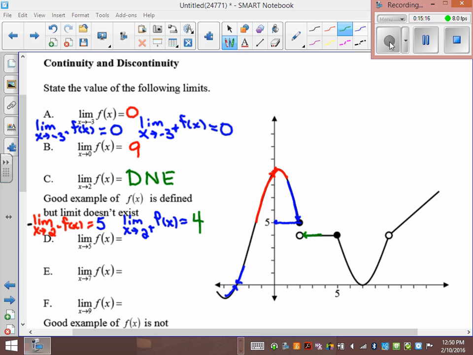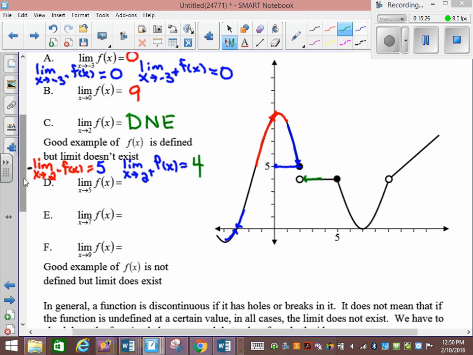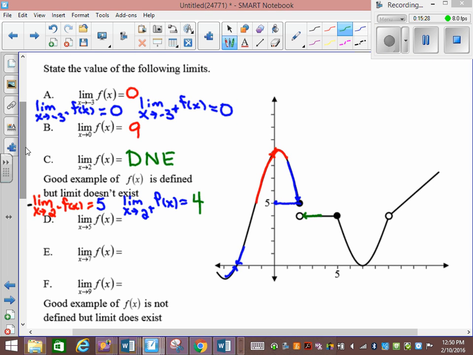So here it's a good example where f of x is defined. I can give you a value at f of x, but the limit doesn't exist. Let's just as an aside, what if I said to you, what is f of 2? Because f of 2 actually exists. The limit at 2 does not exist. What is f of 2? Haley, what do you think? 5. Because it's the closed circle, right? This is an open circle, so it doesn't actually equal it there.